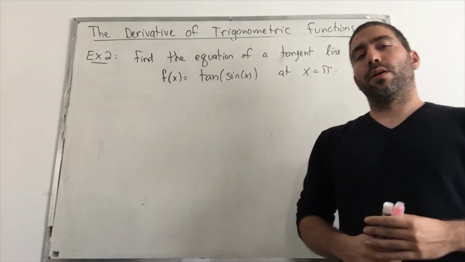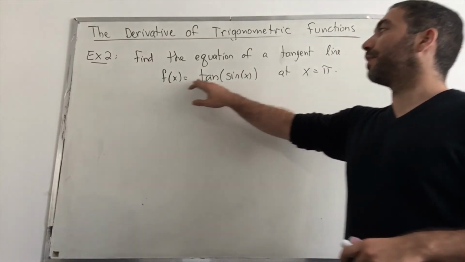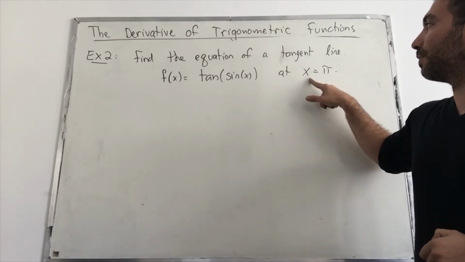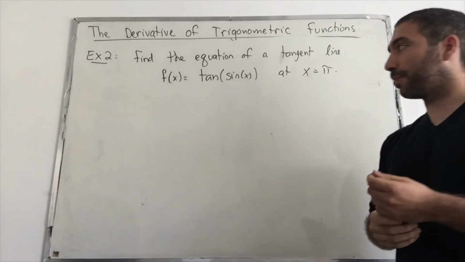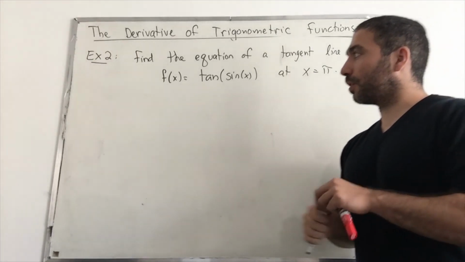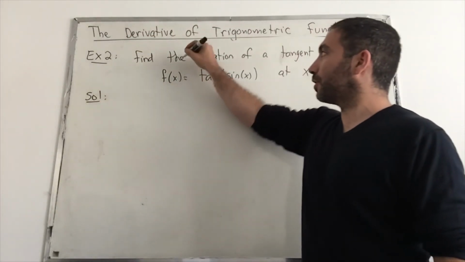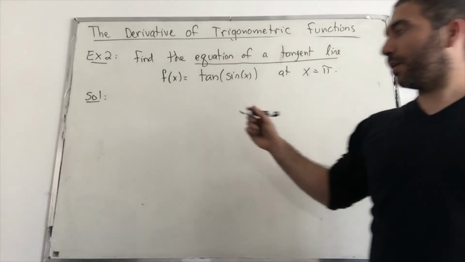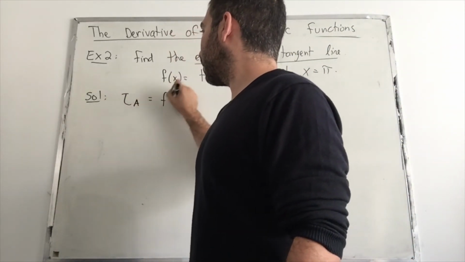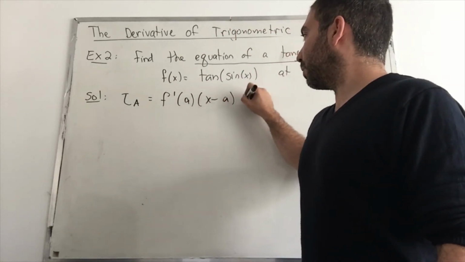Let's keep going. So in this example here, we're asked to find the equation of a tangent line. They give us the function f of x equals tan of sine of x, and they want to know the equation of the tangent line at the value x equals pi. Okay, so at pi, what's the slope of the tangent? So let's go ahead and do that. First off, let's write down the formula. So the equation of a tangent line, I'm going to use T of a, is f prime of a times x minus a plus f of a.